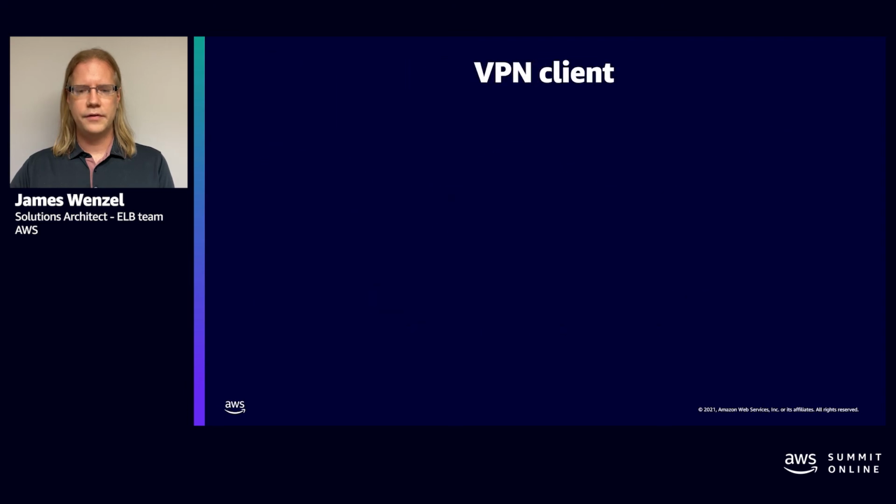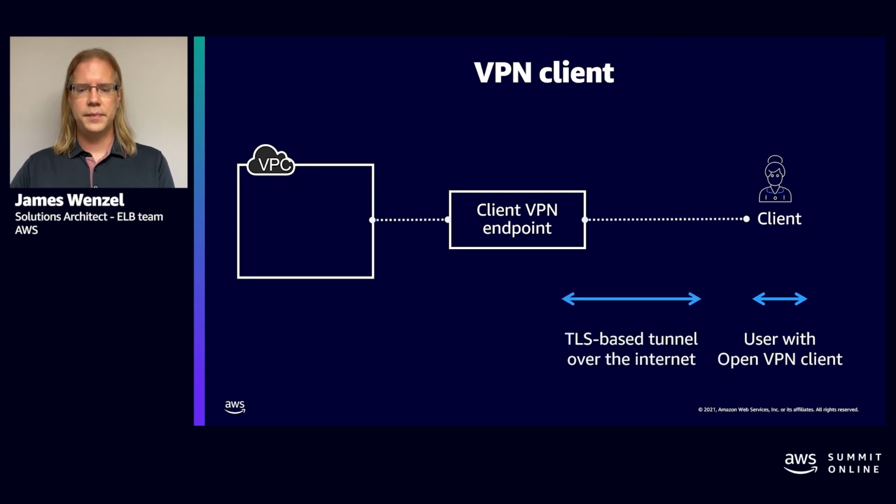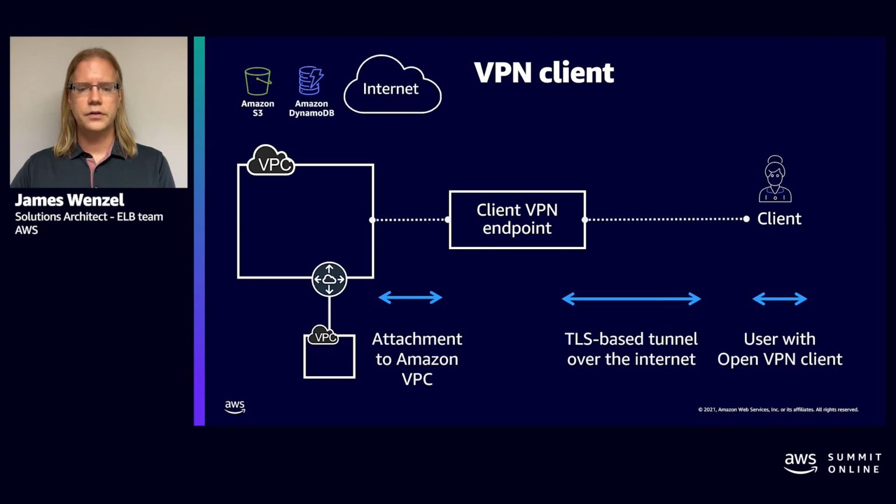And then the last thing we have is the VPN client. This is a way to get your users, using the OpenVPN client, connectivity to the rest of your workloads. It uses a TLS-based tunnel over the internet, and it uses an ENI, or an attachment base, to a VPC. This will give you access to all of your different constructs, to S3, DynamoDB, your public services. It could even give you contact to on-prem networks if you're using, say, a Direct Connect or a VPN, depending on how you route it.